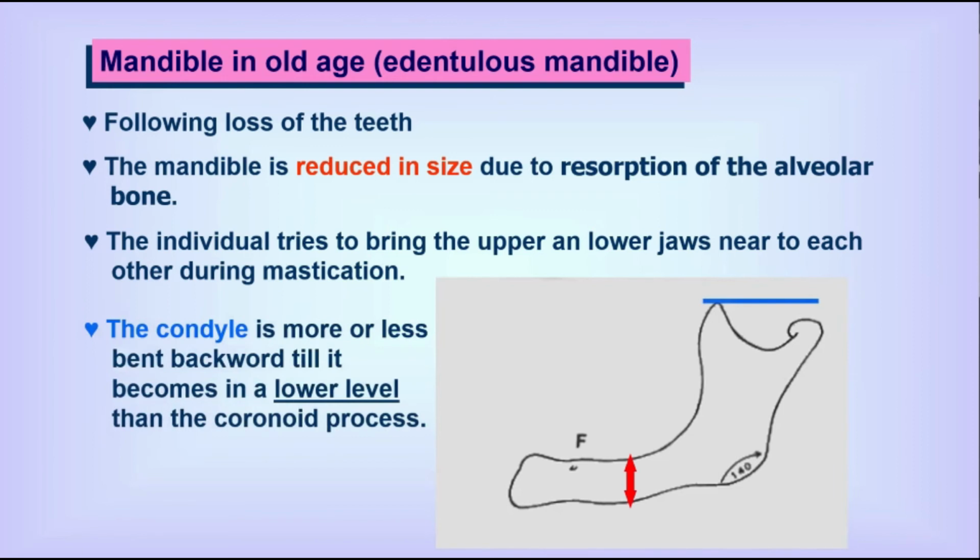The condyle is more or less bent backward till it becomes a lower level than the coronoid process. You see, the mandibular angle becomes 140 degrees. As a result, the condylar head becomes lower than the coronoid process. Again, the coronoid process is at a higher level than the condylar process. The sigmoid notch is shallower than in the adult. Why? Because the mandibular angle is big, the coronoid process is laid flat behind, and as a result, the sigmoid notch becomes shallow.